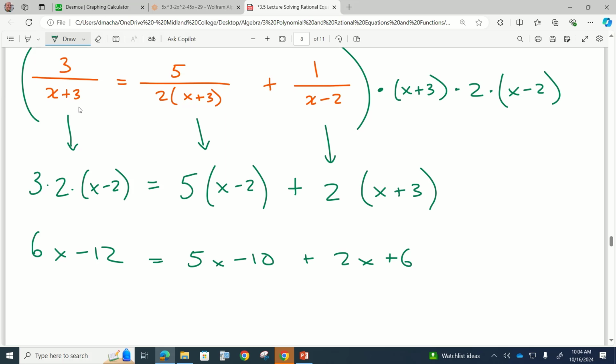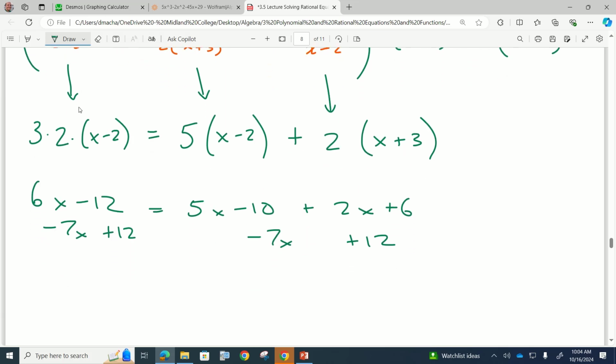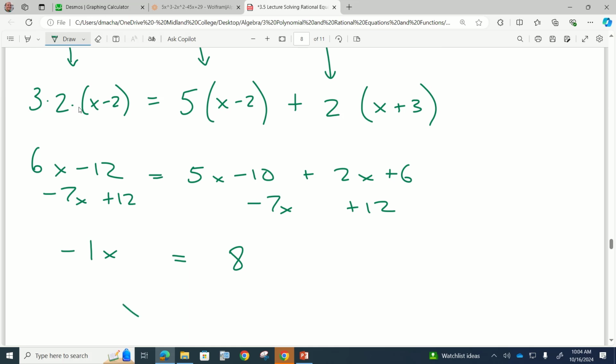And so that looks like saying minus 7x on both sides and plus 12 on both sides. So on the left side, I get minus 1x, and on the right side, I would get negative 10 plus 6 plus 12, which is 8. And then that tells me x is equal to negative 8.